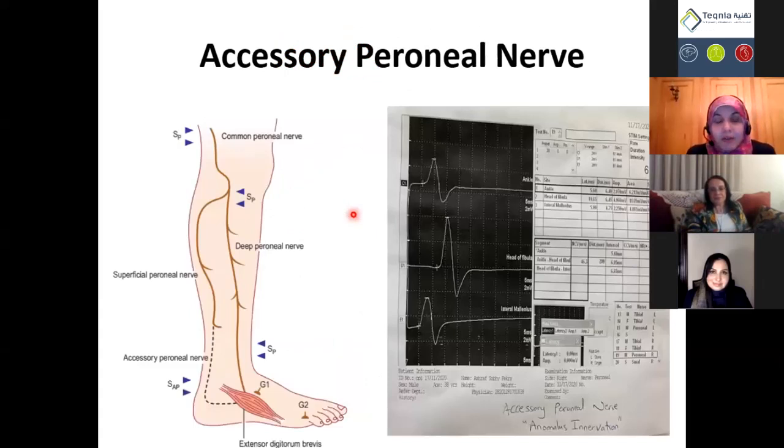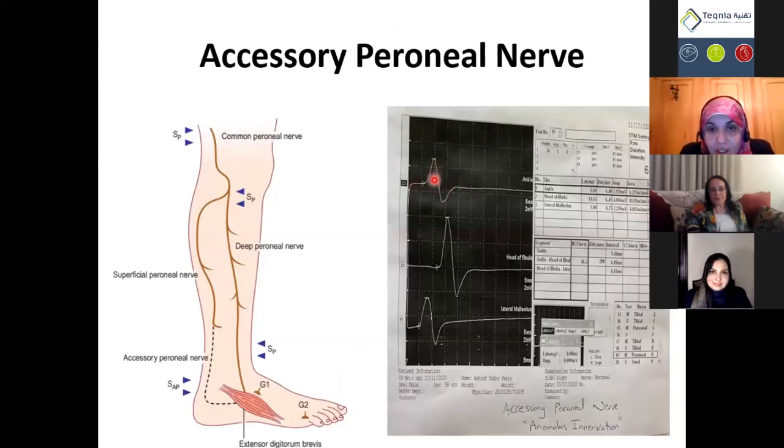Now for the accessory peroneal nerve. Accessory peroneal nerve, we agreed that we will have amplitude block. So the accessory peroneal gives the extensor digitorum brevis rather than the deep peroneal. So when we stimulate, here is a trace by our colleague, Dr. Alia Tawfiq. I would like to thank her so much. She found the accessory peroneal nerve, and she hung this trace in the unit so that the juniors can always see it. As you can see, this is the ankle.